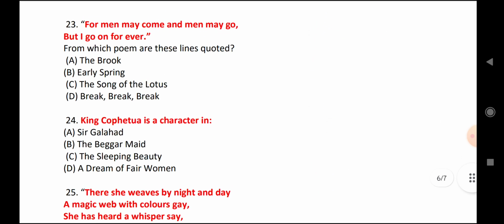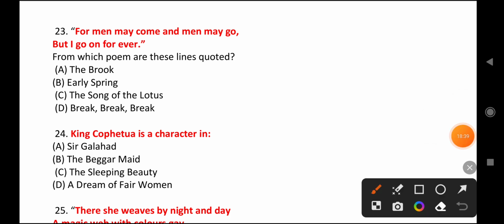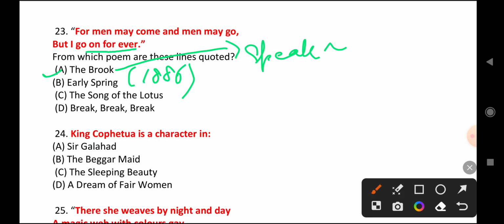Now let's come to question number 23. For men may come and men may go, but I go on for ever. People come, people go, I keep moving ahead forever. This poem is taken from The Brook. Brook means a small river. This is one of the most celebrated poems of Tennyson. He wrote this ballad six years before his death, and in this poem the speaker is the Brook.